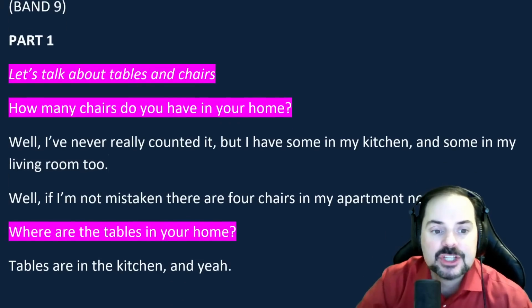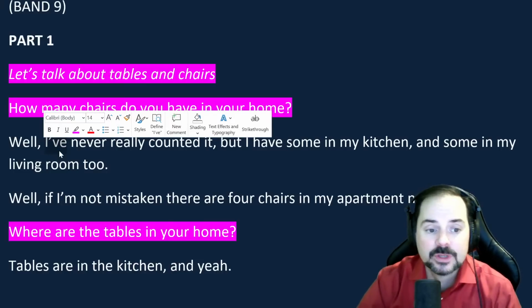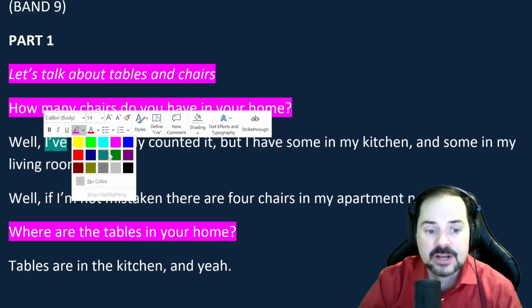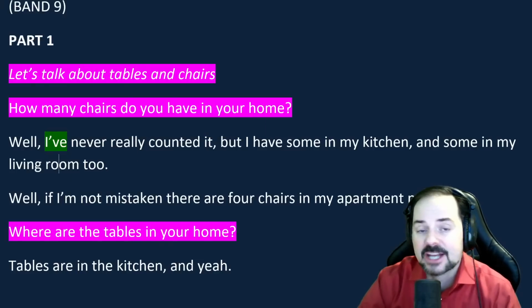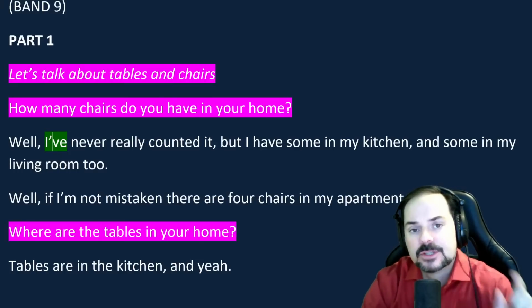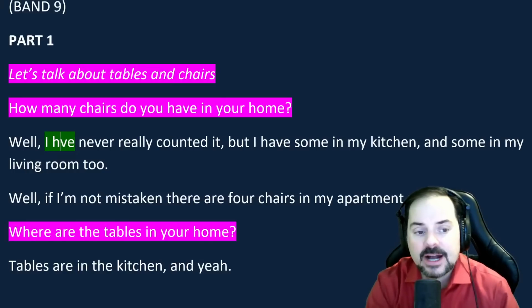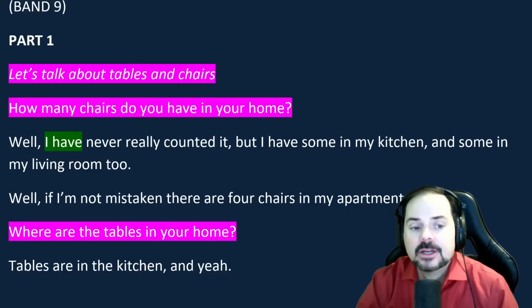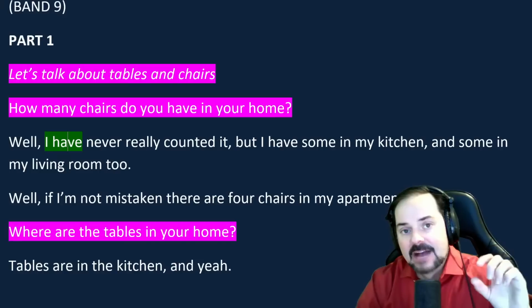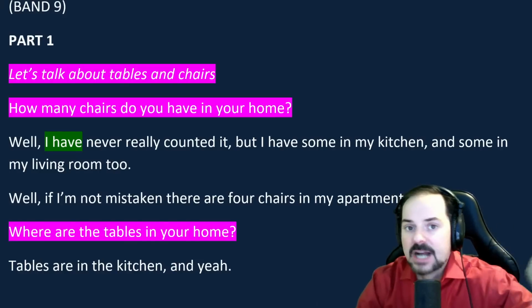I asked you, how many chairs do you have in your home? And you said, well, I've never really counted it. The I've was really good. That was present perfect. Examiner catches every little detail. So I caught that you used present perfect there. Instead of using the contraction I've, use the clear present perfect. So I have. Okay. And then when you say I have, then after that you can contract. So the next time you use present perfect, you can use I've. Okay.